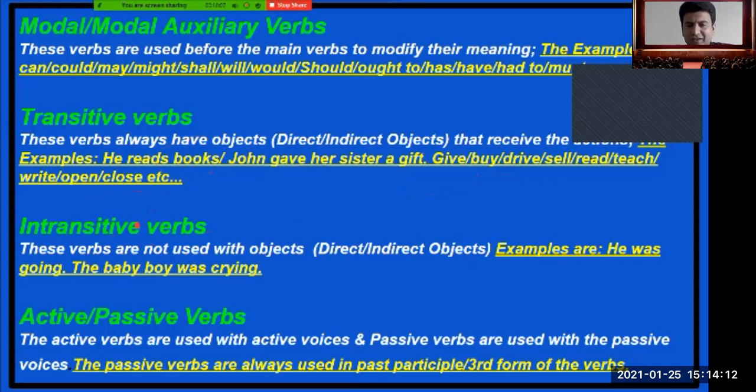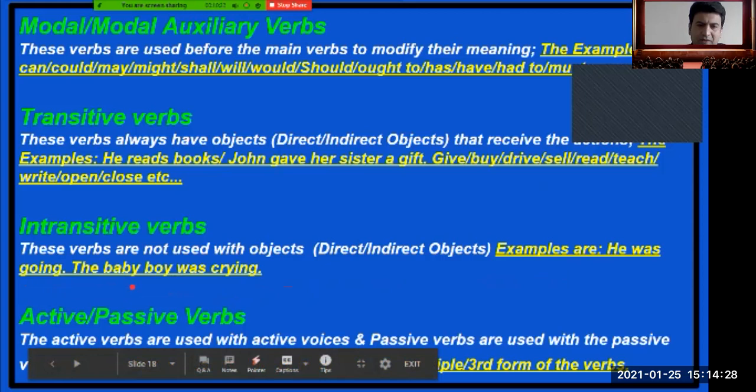And the next one is intransitive verbs. These verbs are not used with objects, in contrast to the transitive verbs, and they do not take direct or indirect objects, right? Examples are, he was going, the baby boy was crying. And you see, after going, there is no object. Similarly, here, after crying, there is no object.